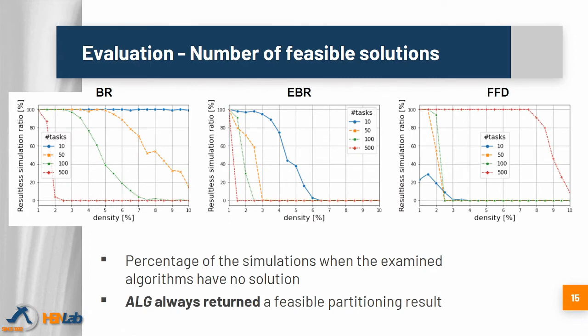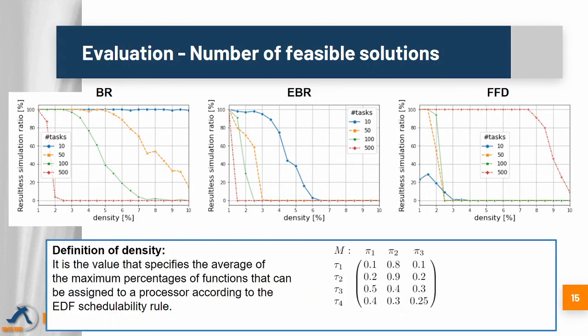First of all, we have examined when the algorithms cannot return valid task partitionings. The colors show how many tasks we have to assign. The y-axis shows the percentage of the simulations when the given algorithm could not return a valid task partitioning. So the lower the percentage, the better for us. The x-axis shows the density of the utilization matrix used for the simulation.